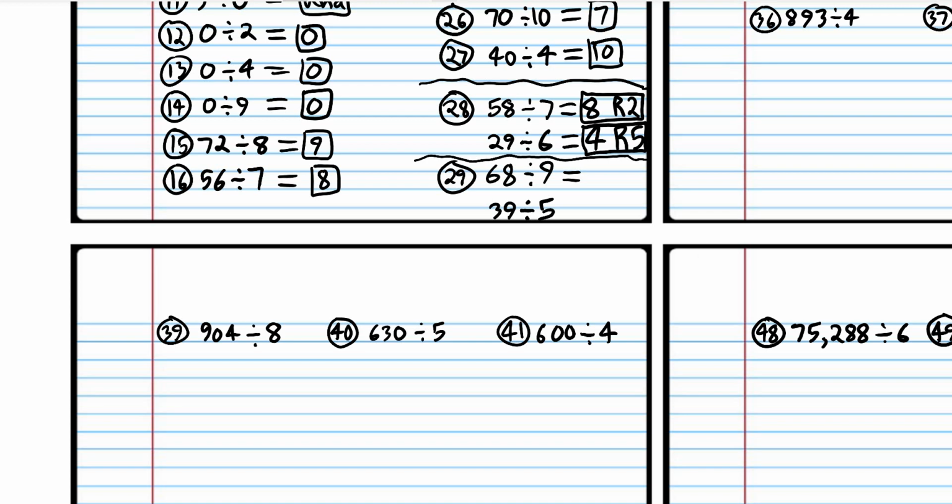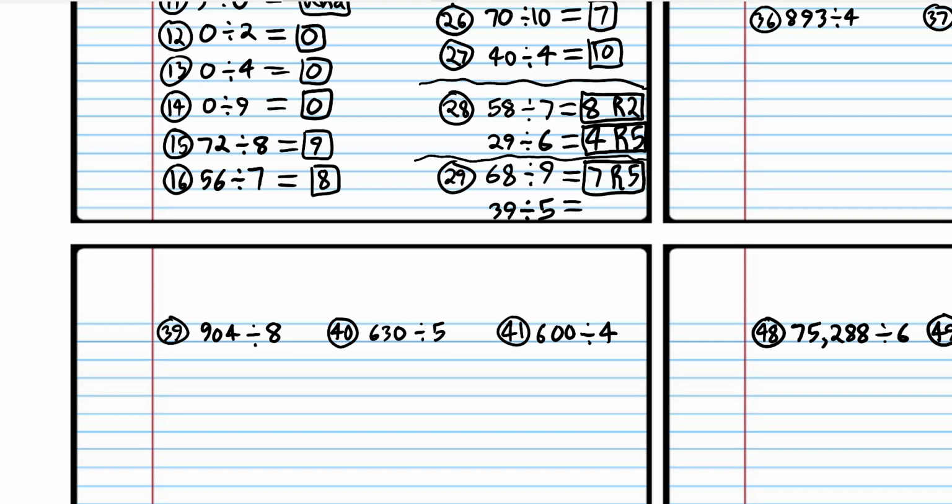9 times 7 is 63. So we put the 7. But 63 is not quite up to 68, so how much do we have left over? We want 68, so 68 minus 63 is 5. Remainder 5. And hopefully you rectangled your answers. If you didn't rectangle your answer, you didn't do it correctly.